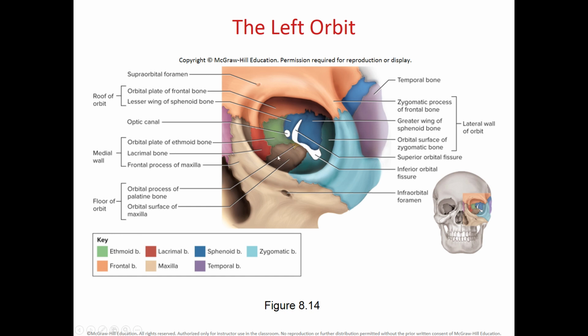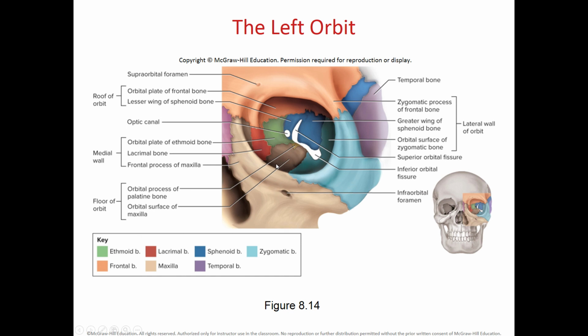Now the medial wall of the orbit will be made by the orbital plate of the ethmoid bone, which we saw before, this part in green, and then the lacrimal bone, which is a tiny bone in the orbit, this one in red, and by one of the facial bones, which will be the maxilla. So this is the maxilla, and this part will be called the frontal process of the maxilla. Why is it called the frontal process? Because it connects to the frontal bone here.